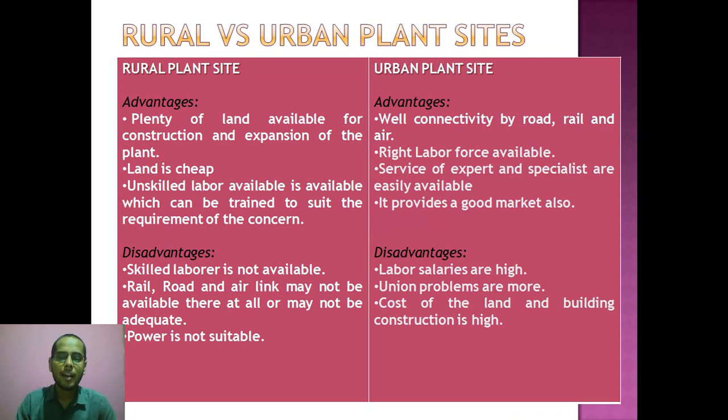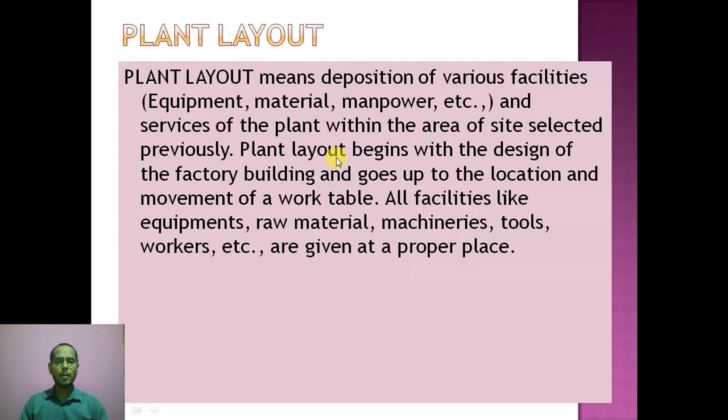Now the cost of land and building construction is high. The cost of land is generally very high. We can say it is more than twice, thrice when we compare it with rural areas. And the cost of construction is also high, because when the cost of labor is high, the total cost of construction will go high. This is about rural and urban areas, and how we can compare a site in a rural area and a site in an urban area. Now we are going on to plant layout.